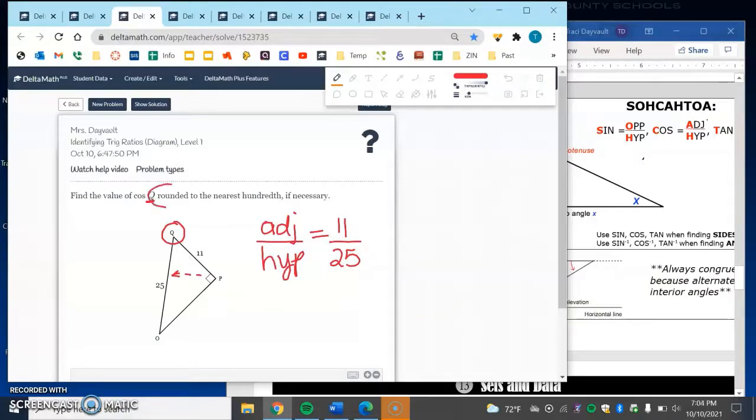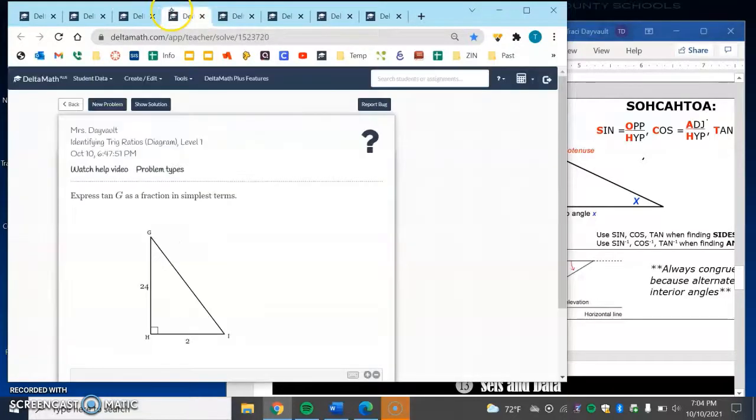Since this says rounded to the nearest hundredth, and it says value, we're not going to leave it as a fraction. We would actually divide 11 divided by 25 to see what decimal we get, and that is a ratio of all similar right triangles that are similar to this triangle.